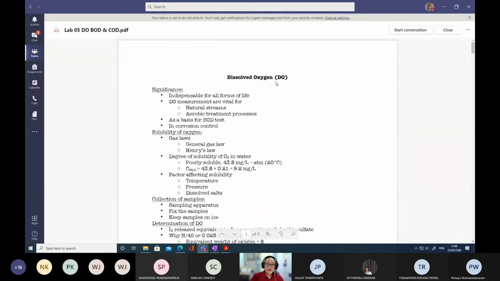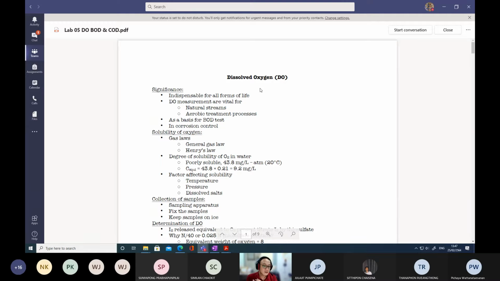DO actually stands for dissolved oxygens. For environmental engineers, we normally call this parameter the DO. We really pay attention to the dissolved oxygens in surface water, because in surface water the dissolved oxygens must be at least 4 milligrams per liter.